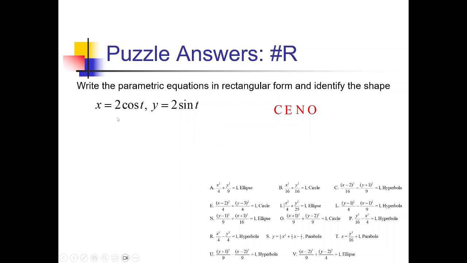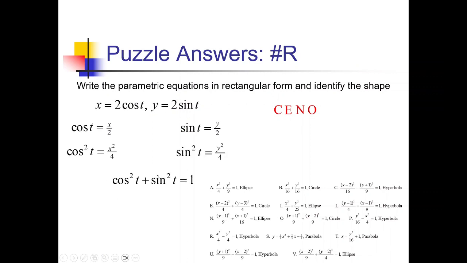For this one, let's isolate cosine and sine and square those. So we've got x over 2 equals cosine. And then I square both sides to get cosine squared equals x squared over 4. Over here I've got sine equals y over 2. So sine squared equals y squared over 4. I can use cosine squared plus sine squared equals 1. So then substituting, I have x squared over 4 plus y squared over 4 equals 1.